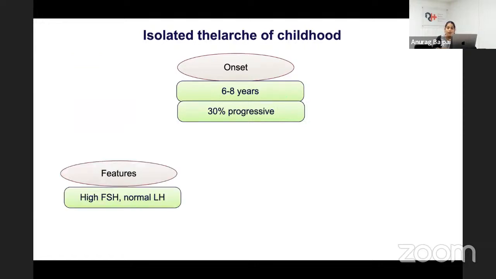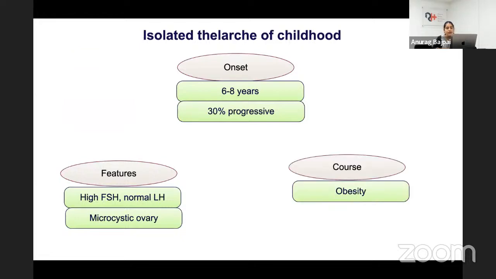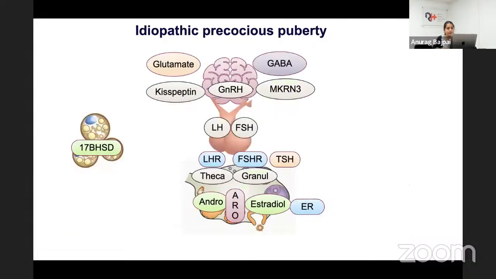They'll also have normal LH and high FSH levels with the microcystic ovary. These patients, this condition is generally associated with obesity. It is self-limited, does not require any GnRH analogs, so weight reduction is a must, and we have to counsel the parents that with the weight reduction, they'll progress, the thelarche will not progress.